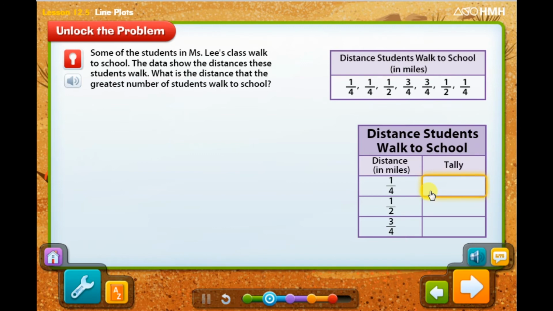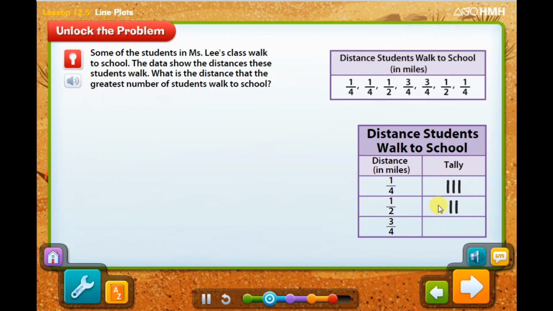Now let's put the tallies. How many times is 1/4 repeated? 1, 2, 3. So we will put 3 tallies, meaning 3 lines. 3 students walk 1/4 of a mile to school. How many students walk 1/2 of a mile to school? How many students walk 1/2? So we have 1/2 2 times. This means 2 tallies. 2 students walk 1/2 of a mile to school.